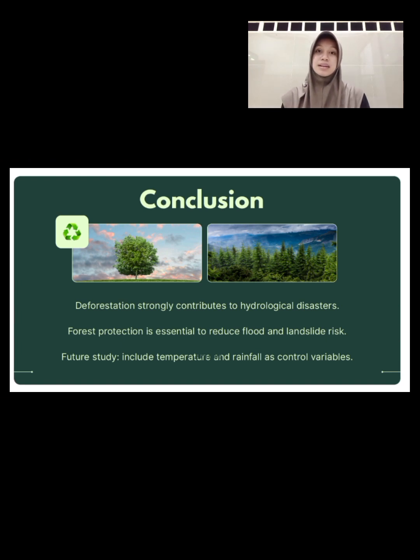Finally, let's summarize what we have learned from this study. In conclusion, our study shows that deforestation has a strong influence on increased floods and landslides in Indonesia. Protecting forests is not only saving trees, but also saving communities from natural disasters.